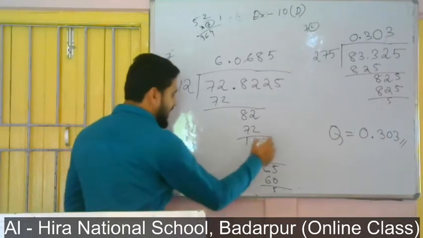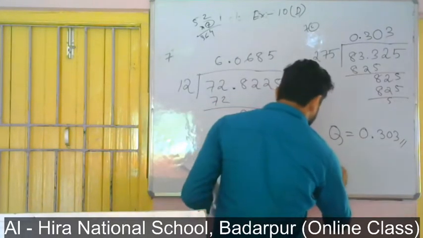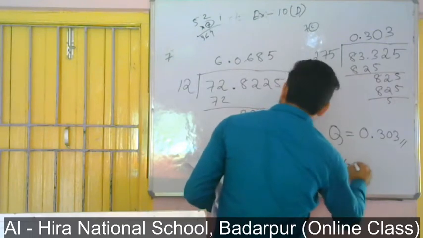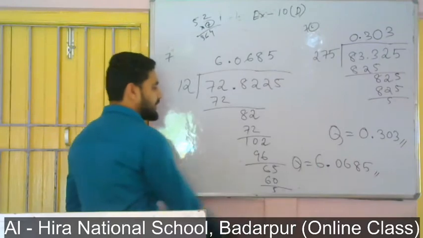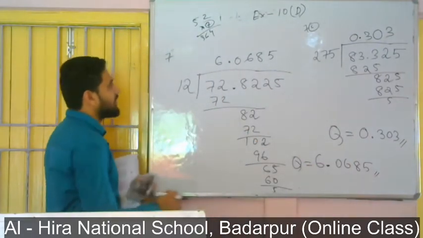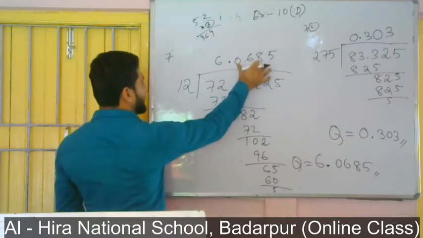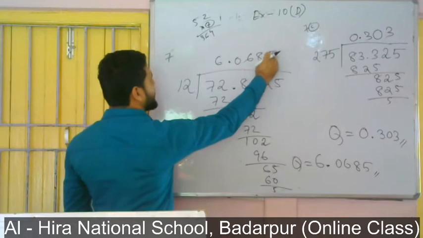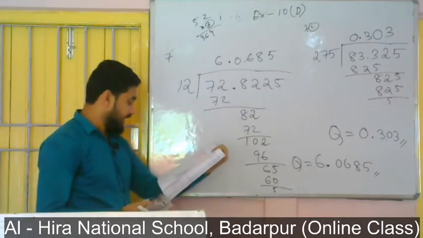so you can write here quotient equals to what? 6.0685. Up to this you can write, no problem. If you continue also no problem, but you take at least 4 or 5 digits. We have taken 4 digits, so no need of finding any more. Okay, so now come to question number 8.